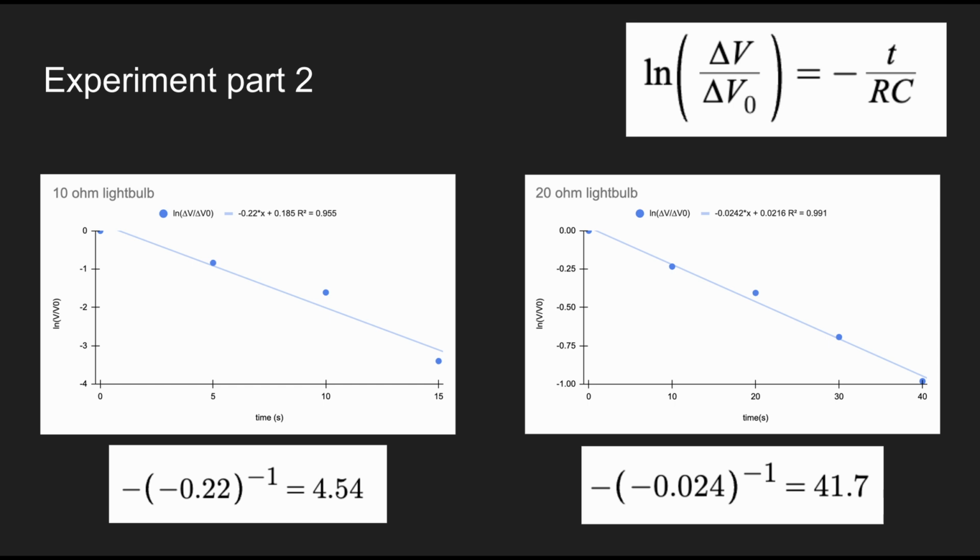The slope of the graph is equal to the negative of the reciprocal of the RC constant. For the 10 ohm light bulb, I measured that the RC constant was 4.5, and for the 20 ohm light bulb, I measured that the RC constant was 42.